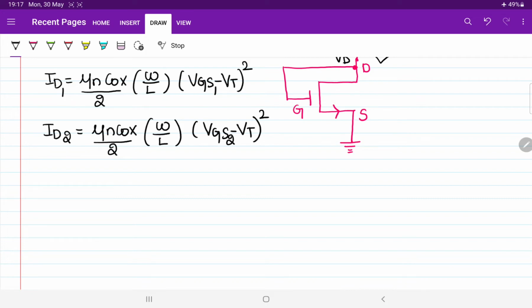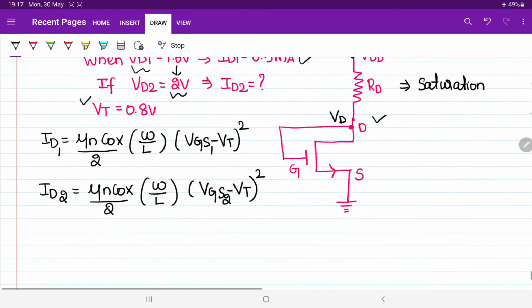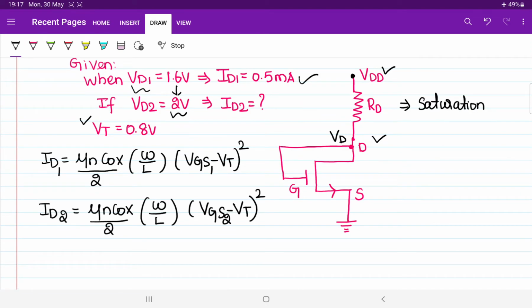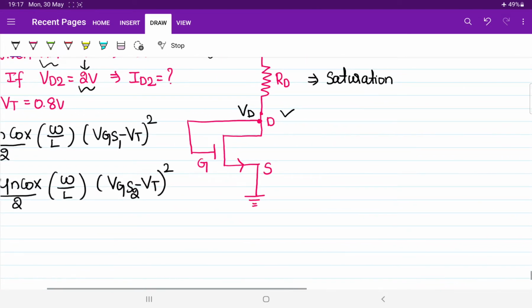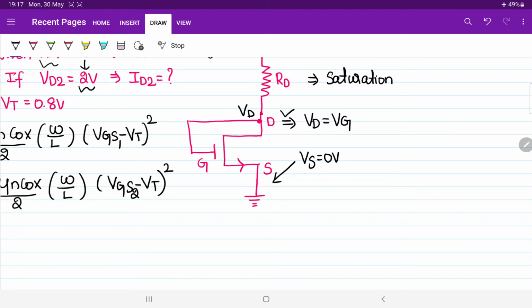Now we have to bring the relation between VGS and VD, because the question is, when they change the value of VD, what is the new value of ID? So it is very important to bring the relation with VD in order to solve this question. Let us observe the question first. Calculate the value of VS. If you observe, the source is grounded, so the value of source voltage is obviously equal to 0 only. That is the first conclusion. Second, the value of VD and the value of VG are both the same.